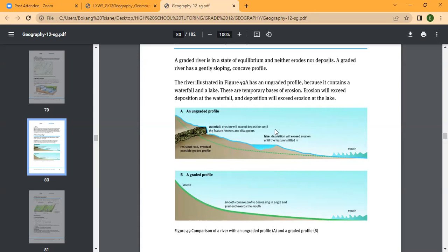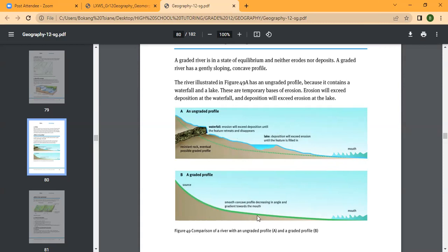And then we have lakes, there's deposition of material in this area, and then we have the mouth where we have the sea. And then as river grading occurs, the rock is eroded and then transported as part of the sediment. Hence, we have a smooth transport channel between the source and the mouth. So we have the smooth concave profile, decreasing in angle and gradient towards the river mouth.